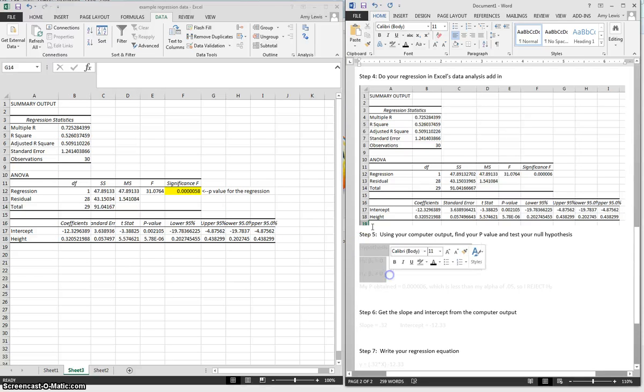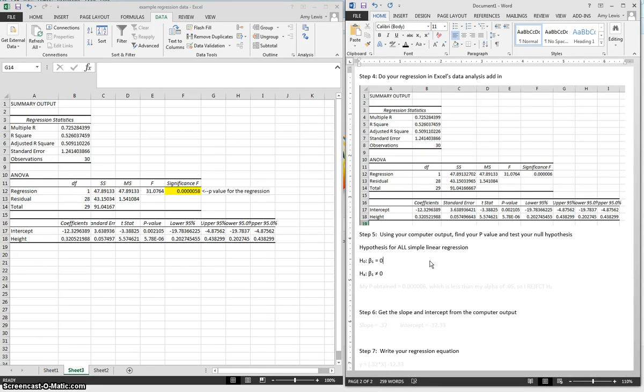So to remind you, for any simple linear regression, my hypothesis is always going to be the null is that the slope, b1, is 0, and the alternative that it's not 0. If I put that into words, if my slope is 0, that means x does not predict y. And if it's not 0, that means x does predict y. But again, we write our hypotheses using the mathematical symbols.